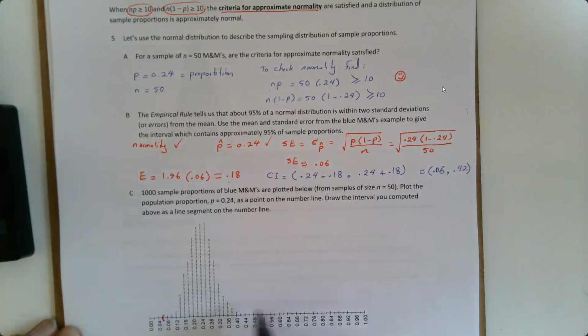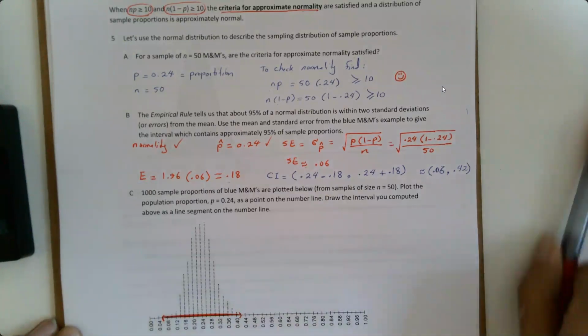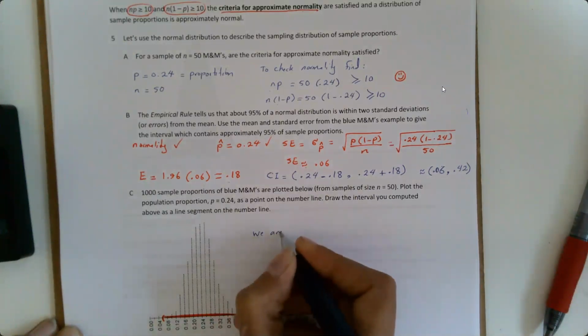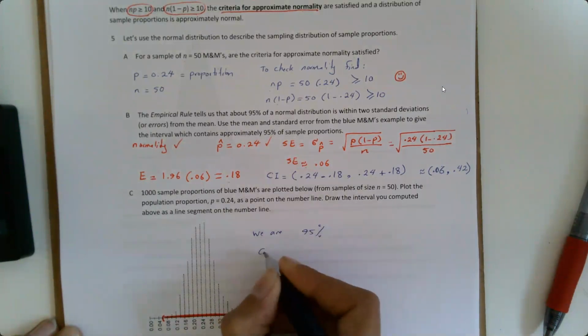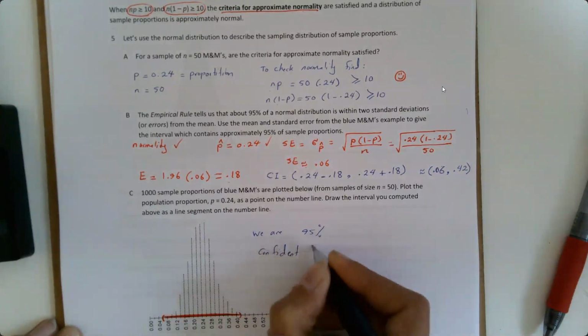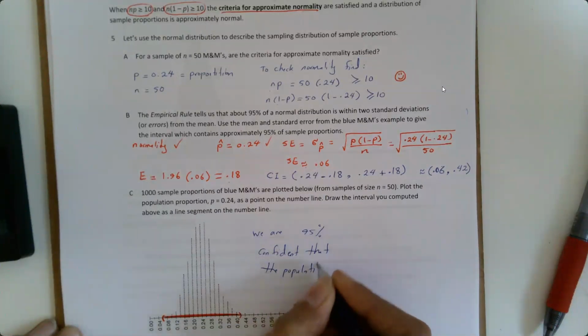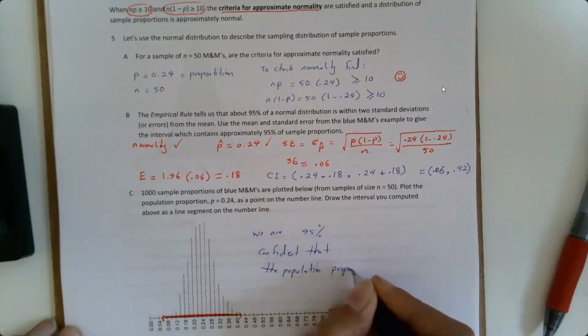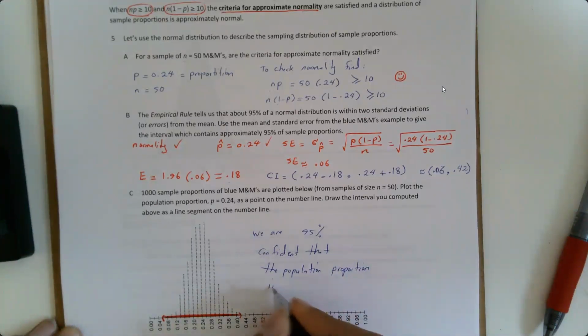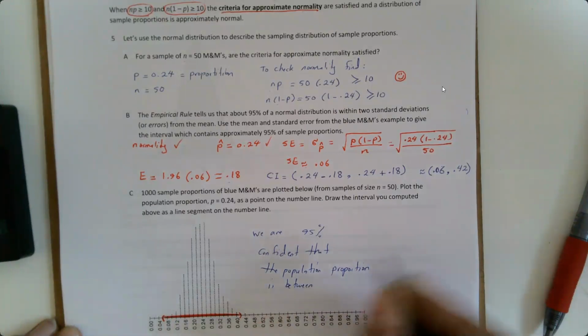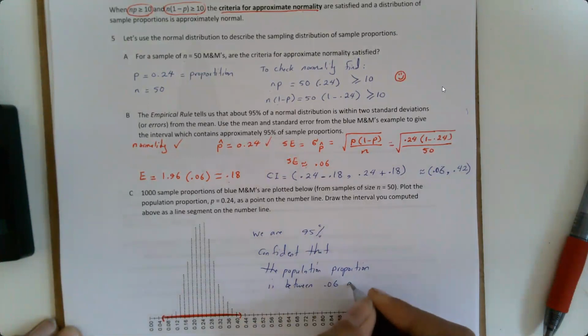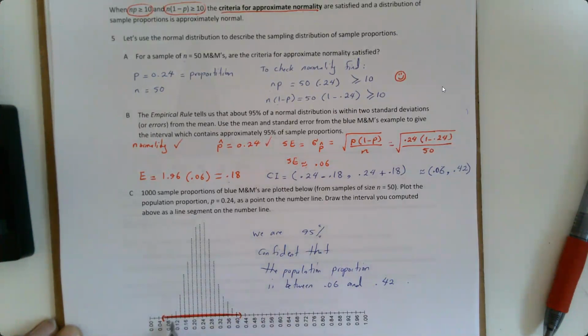6% to 42%. So we are 95% confident that the population proportion is between 6% and 42%. So between 6% to 42%.